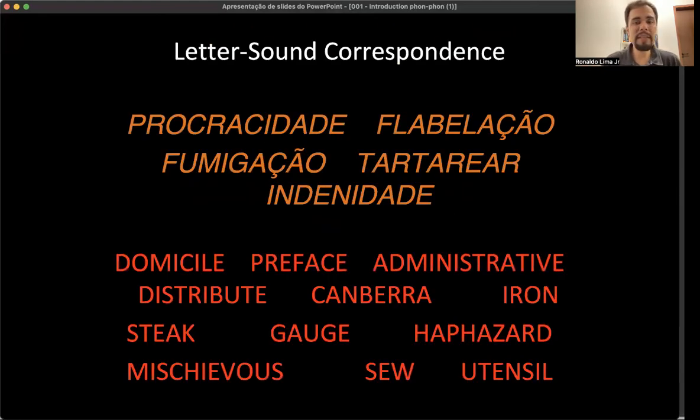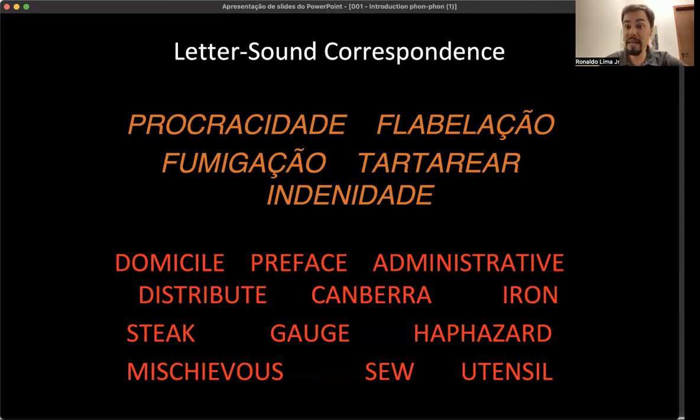So first of all, if you take a look at these words in orange, in Portuguese, I believe it's probable that you don't know the meaning of all these words in Portuguese, okay? They are not frequent words. But even still, every Brazilian can pronounce these words, and they will pronounce them the same. We're going to say procrastidade, flabilação, fumigação, tartarear, indenidade. No Brazilian would challenge the pronunciation of these words, even not knowing their meanings, except for some regional colors of the pronunciation. This doesn't necessarily happen in English, right?